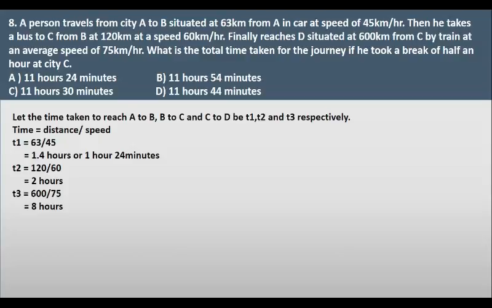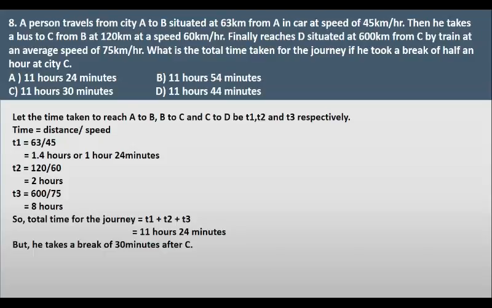So, the total time taken for the journey would be T1 plus T2 plus T3. So, adding all these terms, 8 plus 2 plus 1 hour 24 minutes gives us 11 hours 24 minutes to be the answer. But if we look back at the problem, we can see that he takes a break of 30 minutes at city C. Hence, we would need to add 30 minutes to this answer that we have obtained to get the final answer. When we add 30 minutes to that, we get 11 hours 54 minutes as the answer. Going back to the options, we see that option B matches with our answer.